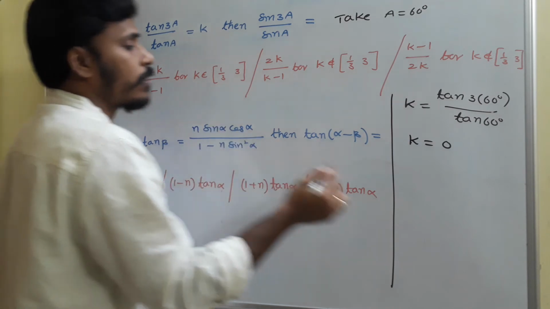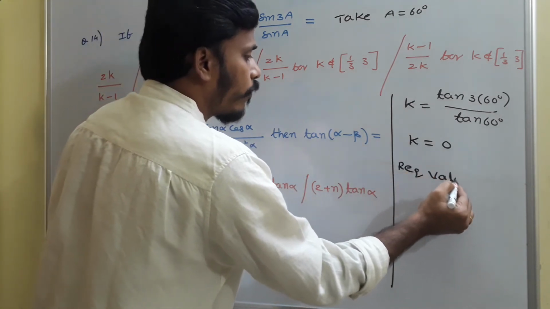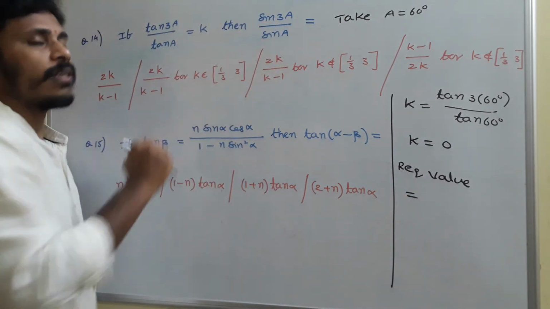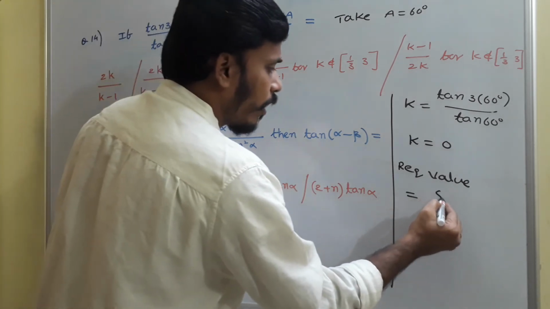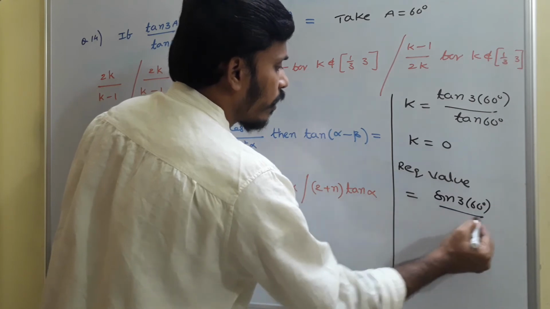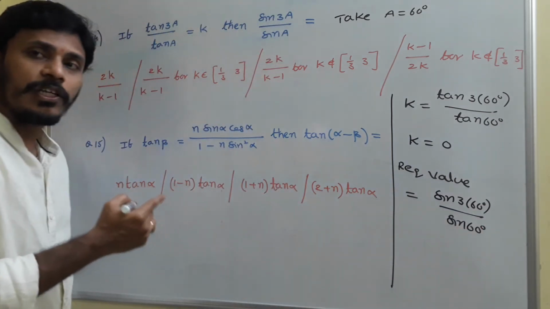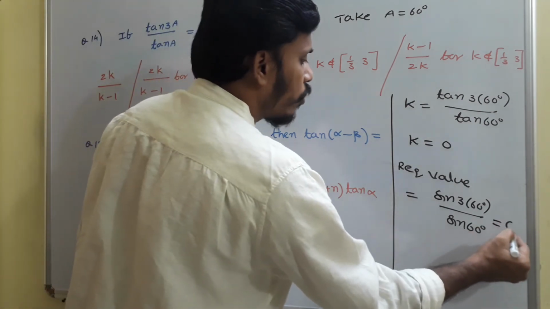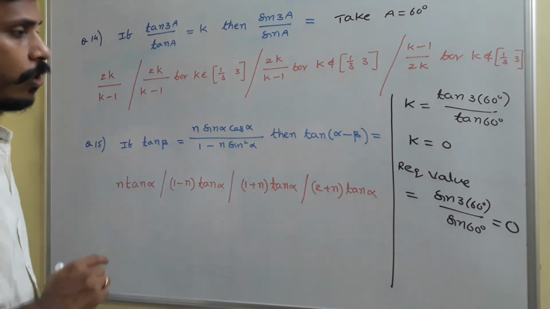Then we need to express the required value in terms of k. So what is the required value here? When coming to the required value, sin 3a by sin a. Again the same logic. We need to replace a with 60. When you replace a with 60, sin 3 into 60 degrees divided by sin 60 degrees. Now again sin 3 into 60 is sin 180 by something. Sin 180 is again 0. This required value is also 0. Right. Required value is also 0.